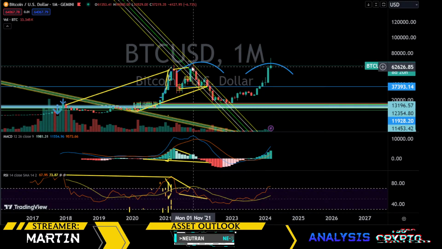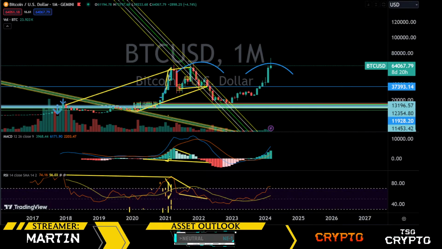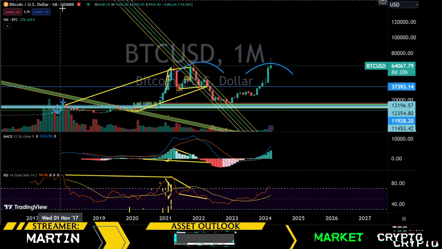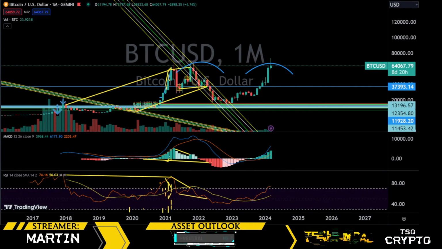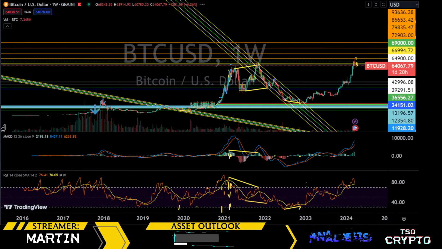So if we close around this level, right? So it'll be here. Then yes, we could be going for that double top. And that's just a potential, so it's not yet there, but that's a possibility. And then on the weekly, there is a potential for a cup and handle, regular cup and handle form.